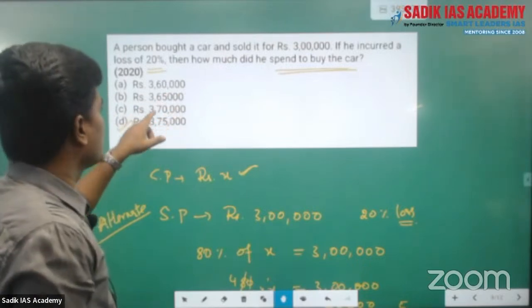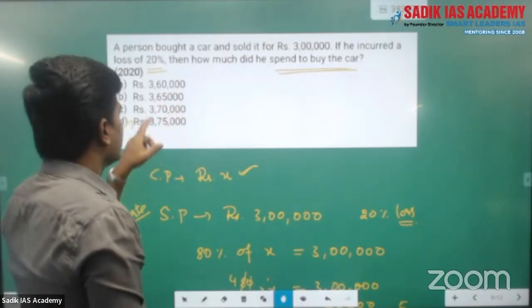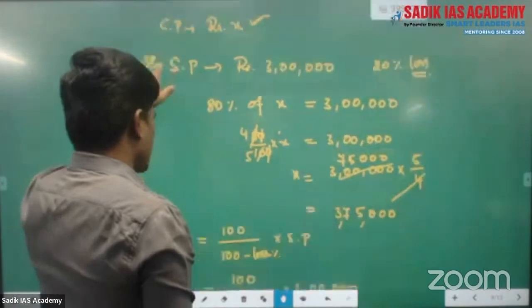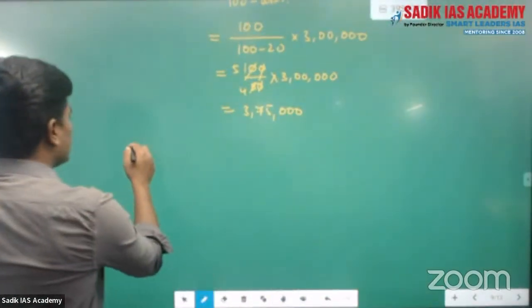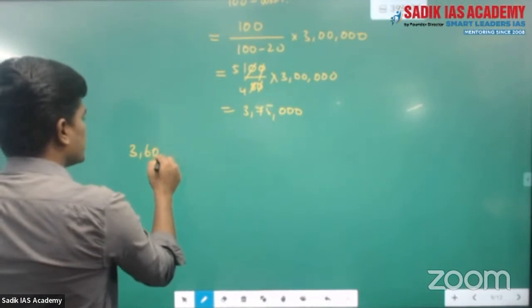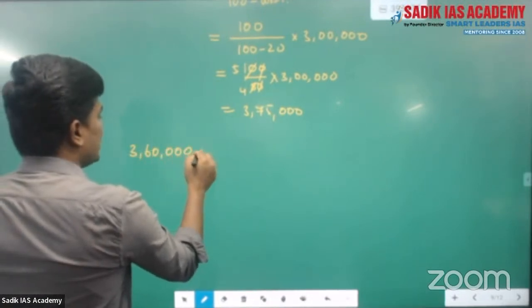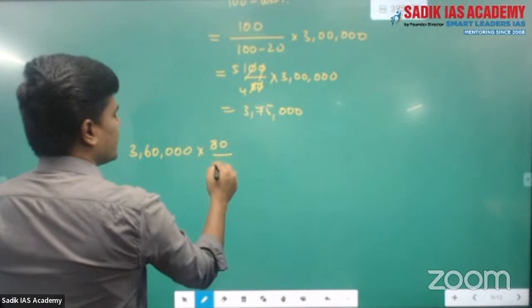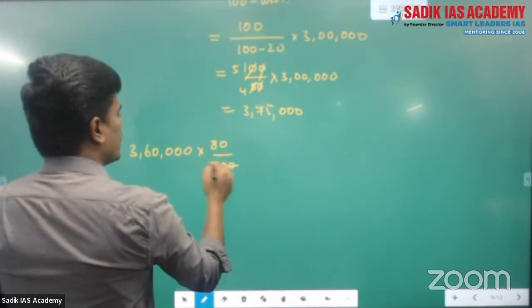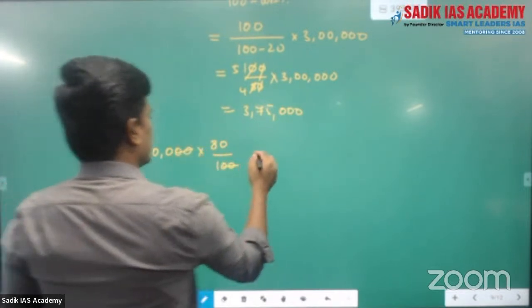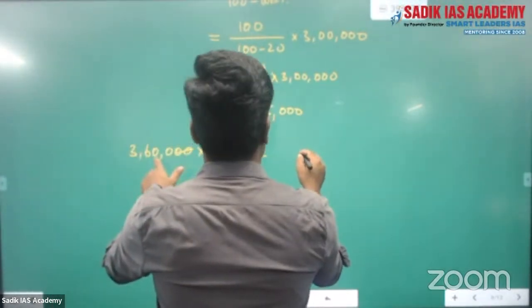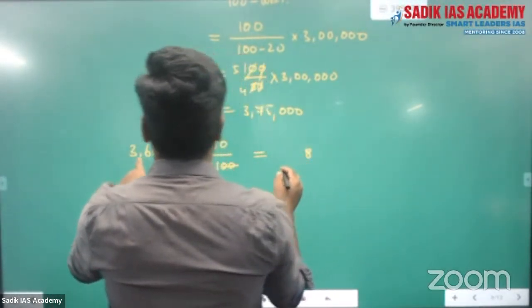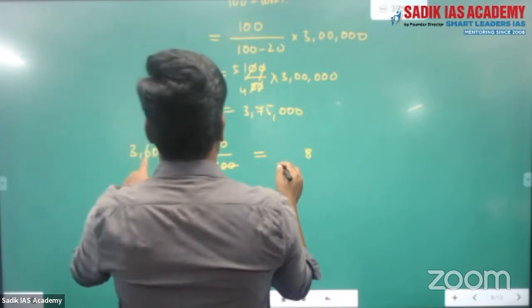For example, if I take 3,60,000 as the cost price of the car, and find 80% of this, it is going to be 48, remaining 4, 24, 28.